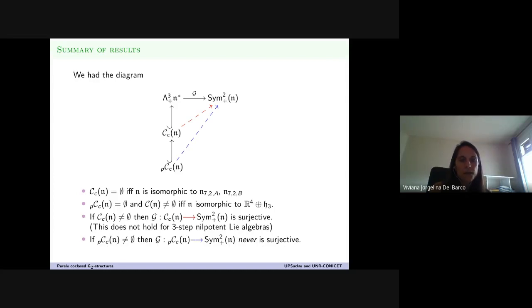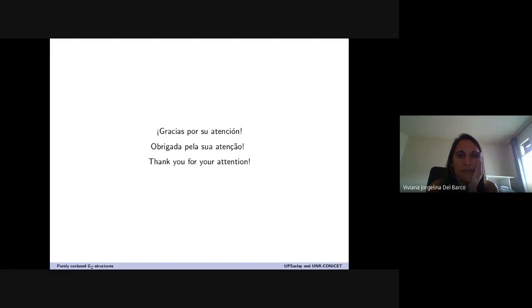And we saw also that even if we have a purely coclosed G2 structure, the map is never surjective. So we have metrics which are not induced by any purely coclosed, and we have metrics which are induced by purely coclosed, of course, if it's not empty. And this was all, I guess. So thank you very much. Sorry for the delay.